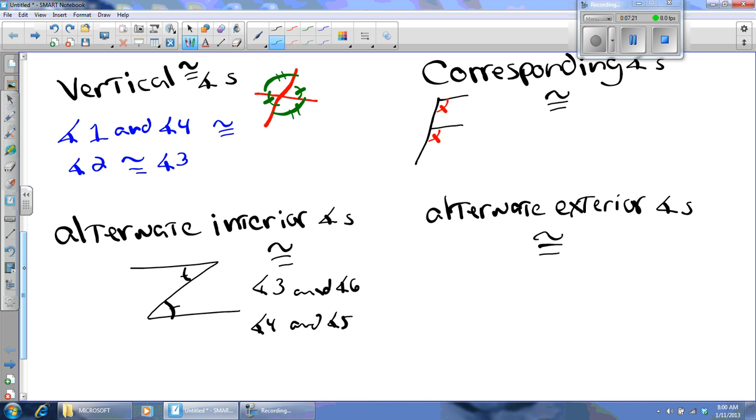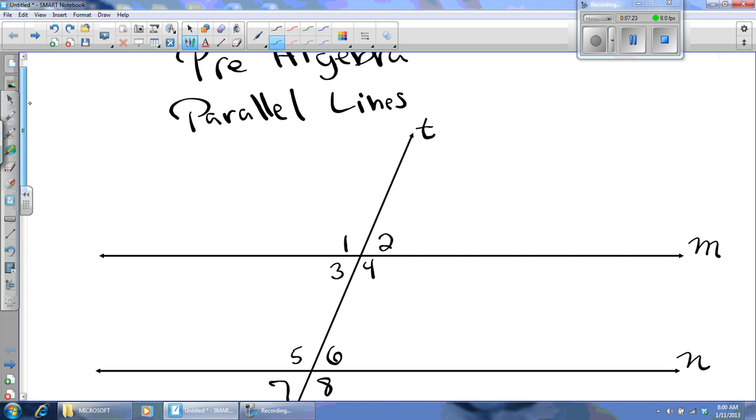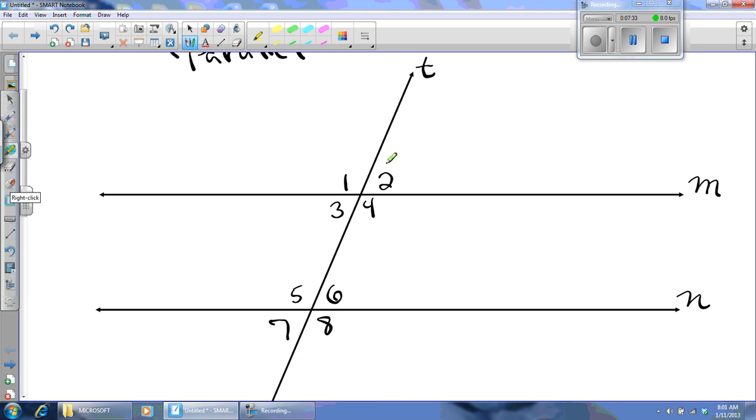And I don't have a letter for those, but the alternate exterior are really easy to find because they have to be outside the parallel lines, okay? And then they have to be on alternate sides of the transversal. So angle 1 is outside the parallel lines, right? And it's on the left-hand side of T, the line T. We'll come down here, jump over to the other side of T, and angle 8 must be congruent to it.